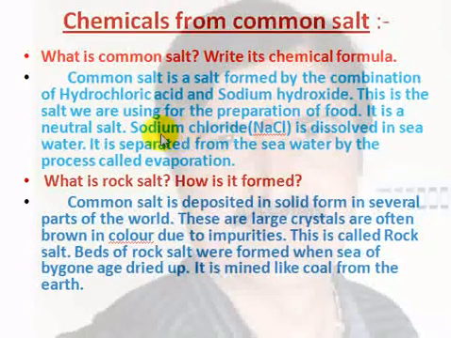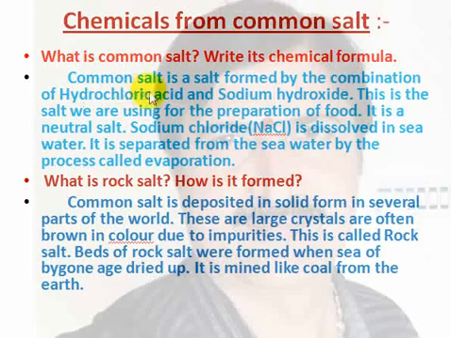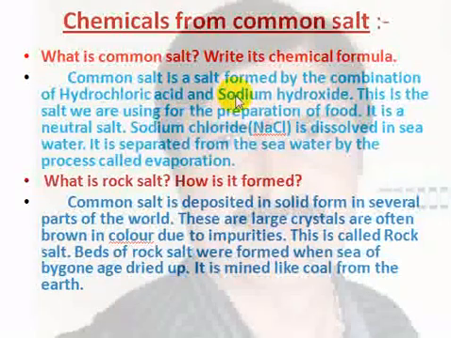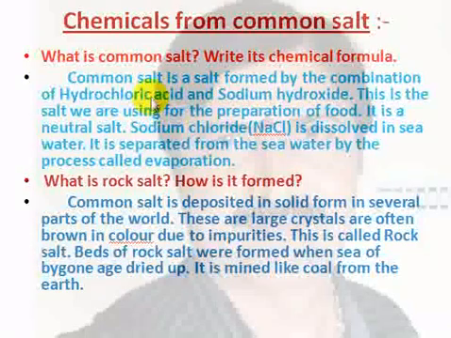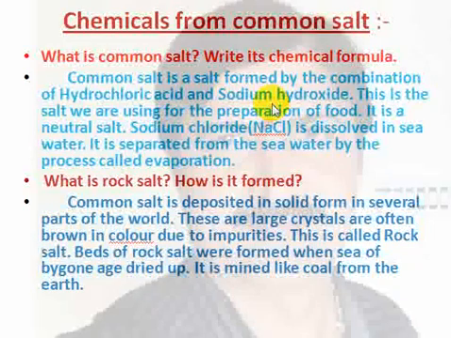If you want to prepare common salt in the laboratory, you have to take hydrochloric acid and add it over sodium hydroxide. Hydrochloric acid is an acid, sodium hydroxide is a base. When an acid reacts with a base, a salt and water are produced. That salt is sodium chloride.